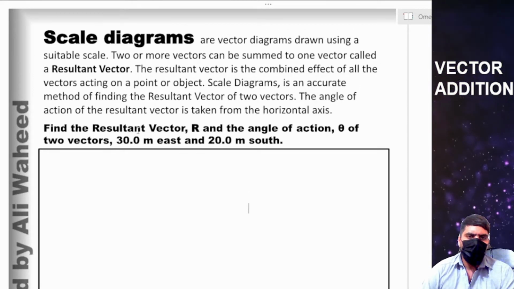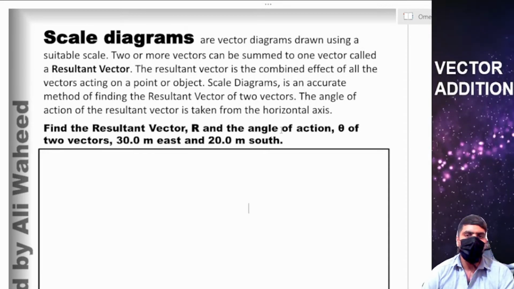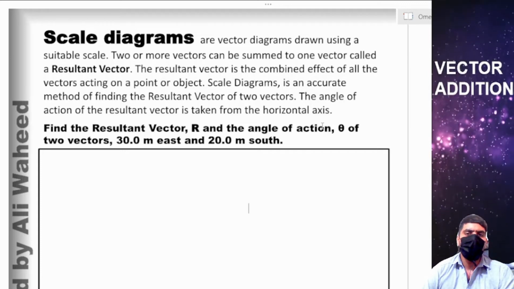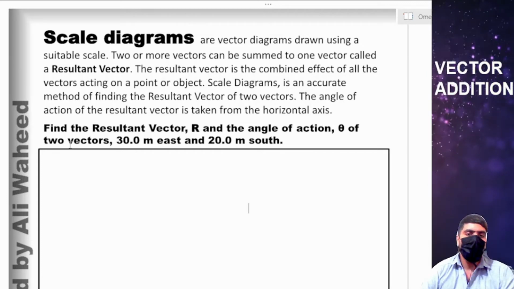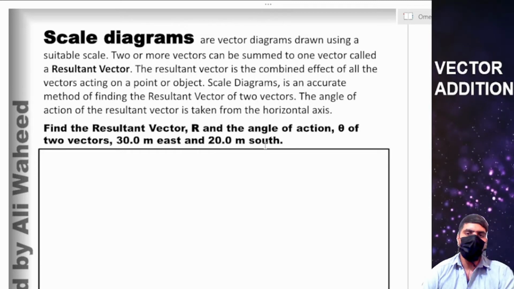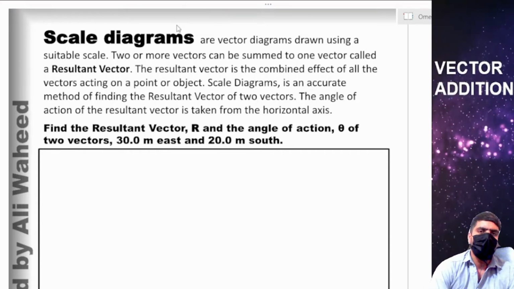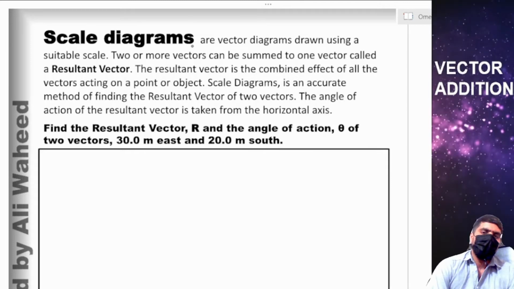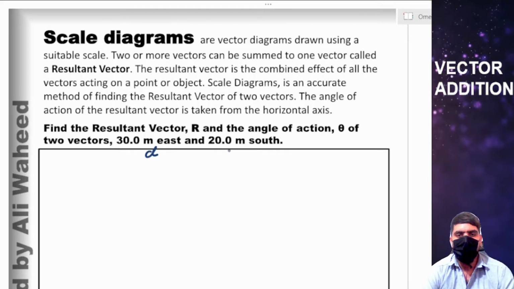So the question is, find the resultant vector r. You need to add the vectors and the angle of action. All right, the angle of action I'll explain later. What do we mean by angle here? Of two vectors, 30 meters east and 20 meters south. So the vector would be a displacement. We study in the next chapter in detail what we mean by displacement.